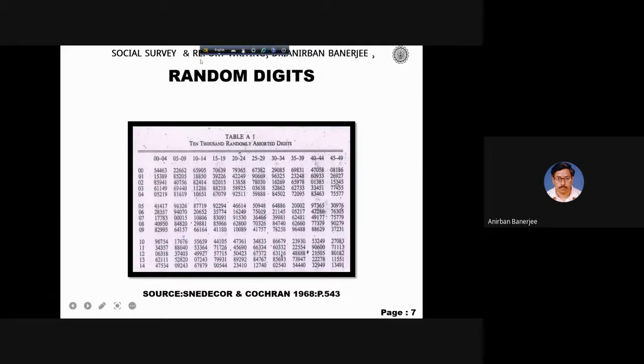This is a random table. Here we'll find that you can take a sample from vertically, horizontally, or like this across.